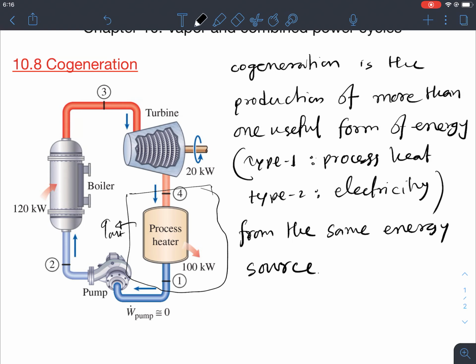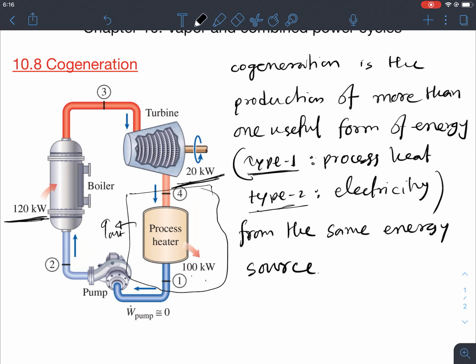So now how can we utilize all forms of energy? Let's take a look. In the boiler we are putting in 120 kilowatts, Q in the boiler. In the cogeneration system, ideally two forms of energy are produced. Type 1 is the process heat, and type 2 is the electricity. This turbine is producing 20 kilowatts out of 120 kilowatts, and the rest of the heat is rejected, which is 100 kilowatts.